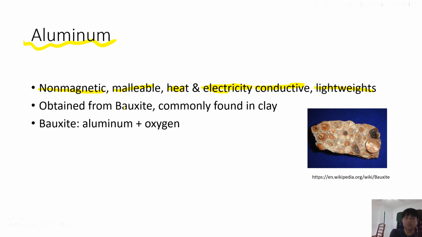And it's obtained from bauxite, an aluminum ore, commonly found in clay. Bauxite is aluminum plus oxygen. Then we purify the aluminum from this ore by removing oxygen from the bauxite. That's the aluminum product.